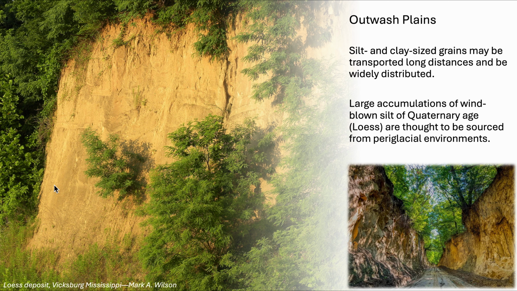This loess is notable for forming steep, stable slopes. So here we see a road cut in Mississippi and another road cut here in Iowa, both in Pleistocene loess.